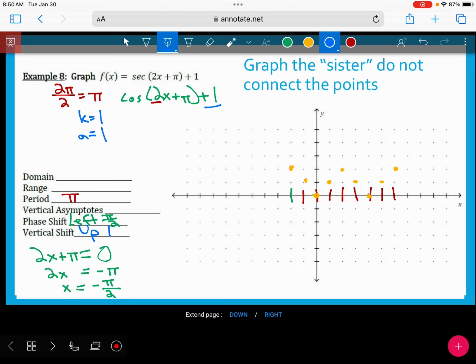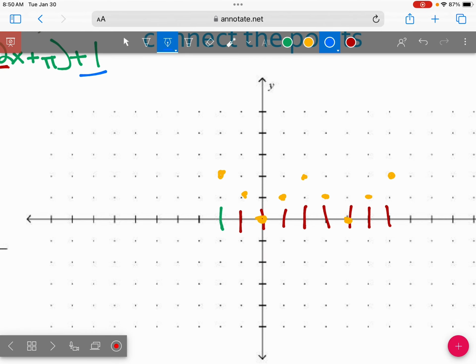And now this graph is a little bit different. Because remember, I said not that the asymptotes were going to be where the points equal 0, but the asymptotes are going to be where the points are on the midline. What's our midline here? Yep, our midline is y equals 1. Another way to think about it is our midline is the vertical shift. So every point that is on your midline is going to be an asymptote. Here, the asymptotes are going to occur at the points that are at 1.